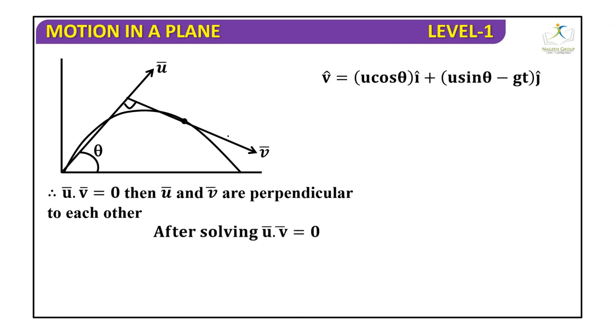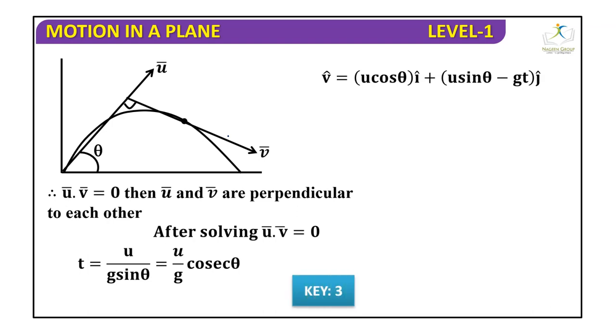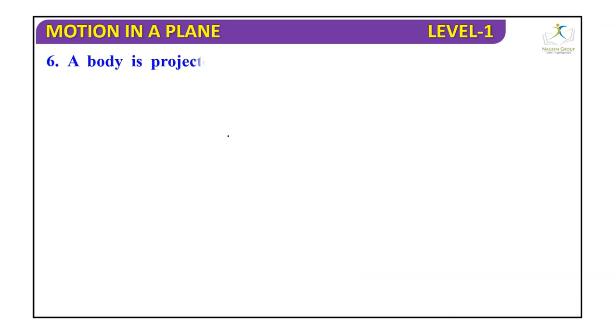After solving vector u dot vector v equal to 0, we get t is equal to u by g sin theta, which is equal to u by g cosec theta, by which we can say the correct option is option 3.